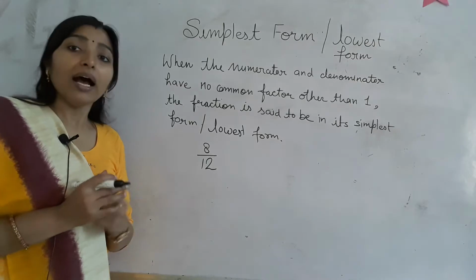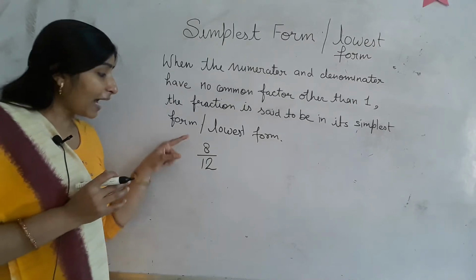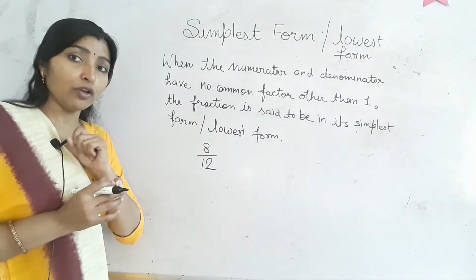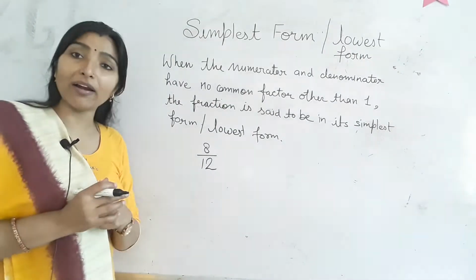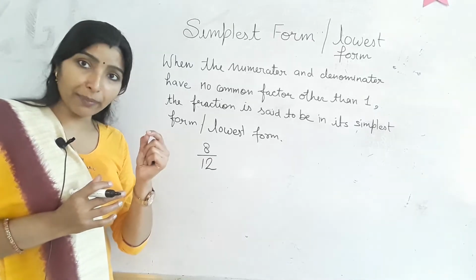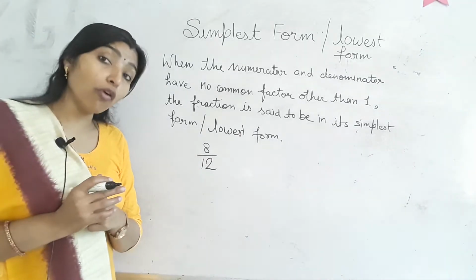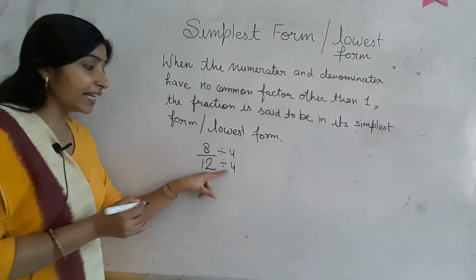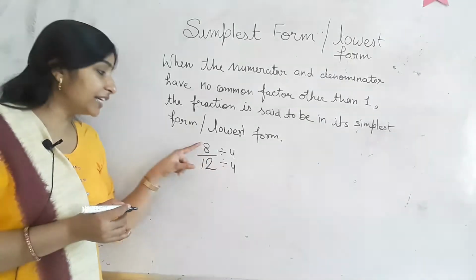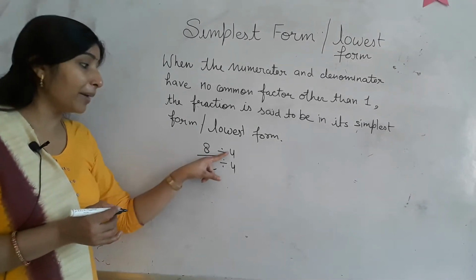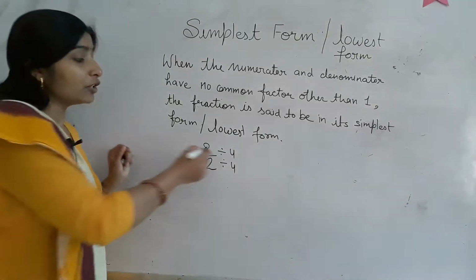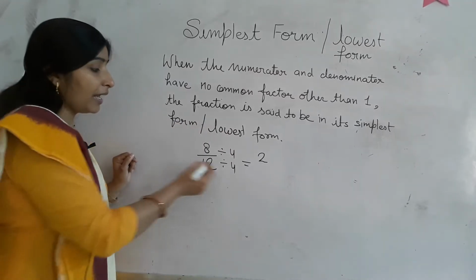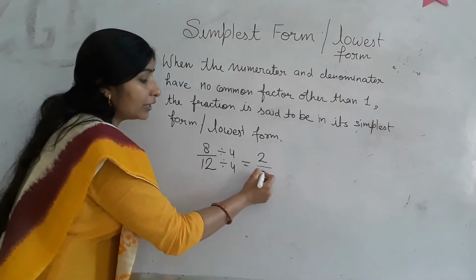What I will do, to get simplest form, I will divide the numerator and denominator by the same number. So you have to see, 8 and 12 will come in 2 table also and both are coming in 4 table also, so I will divide it by 4, up and down by the same number. You will divide numerator and denominator by the same number. Okay, so now divide. 8 divided by 4 is equal to 2 and 12 divided by 4 is equal to 3.